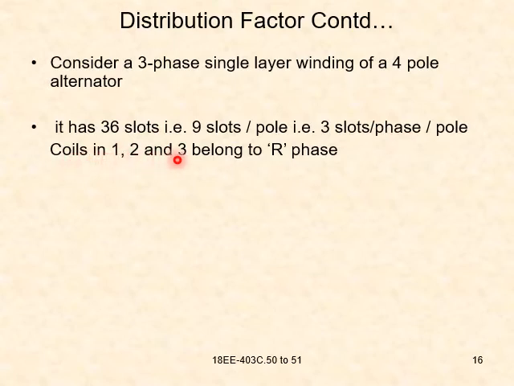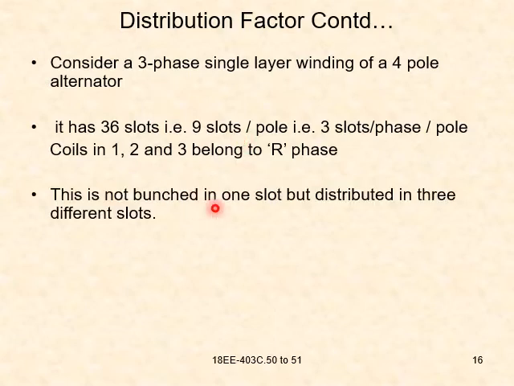Coils in 1, 2 and 3 belong to R phase. If you observe clearly over here, it has 36 slots, therefore 9 slots per pole, therefore 3 slots per phase per pole, and coils in 1, 2 and 3 belong to R phase. This is not bunched in one slot but distributed in 3 different slots.